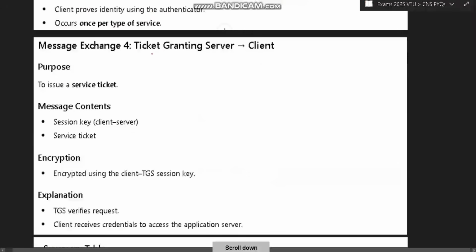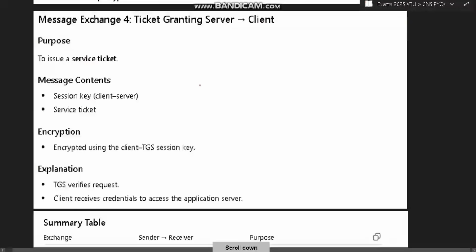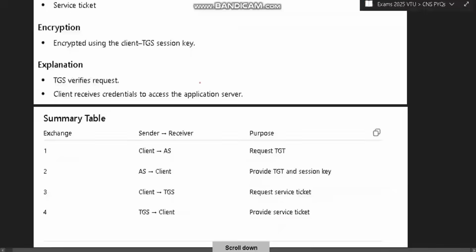And the fourth type of message is from the ticket granting server to the client. The TGS replies back to the client with a service ticket and a session key also. The session key always comes because it should be valid only within a time period. After that, a new session key should be generated for security purposes. So the same thing happens.